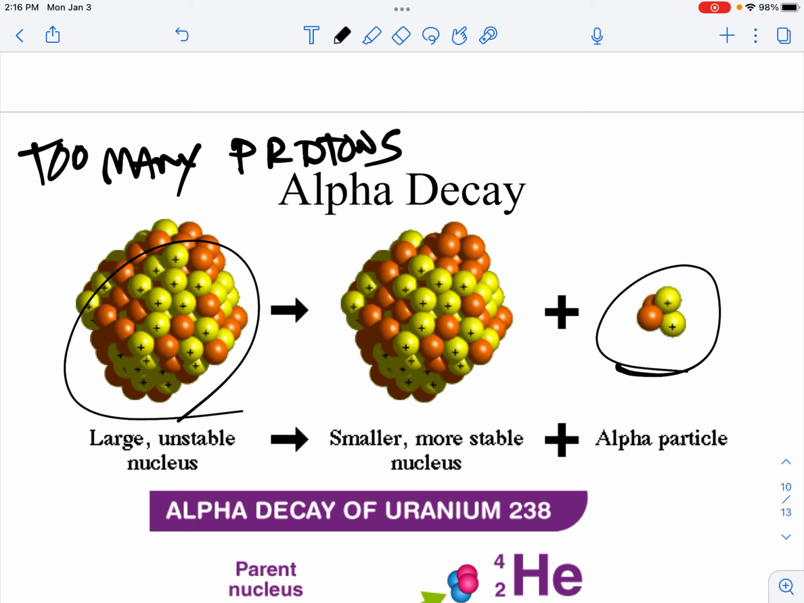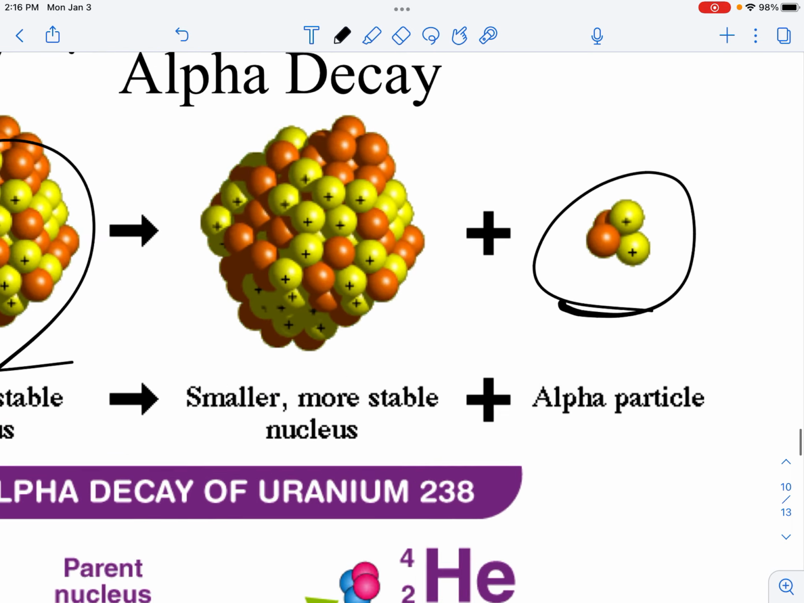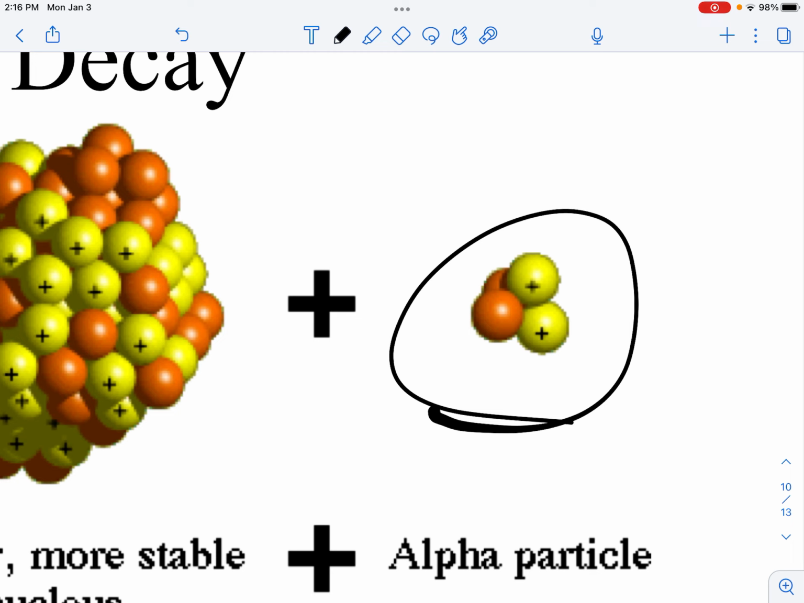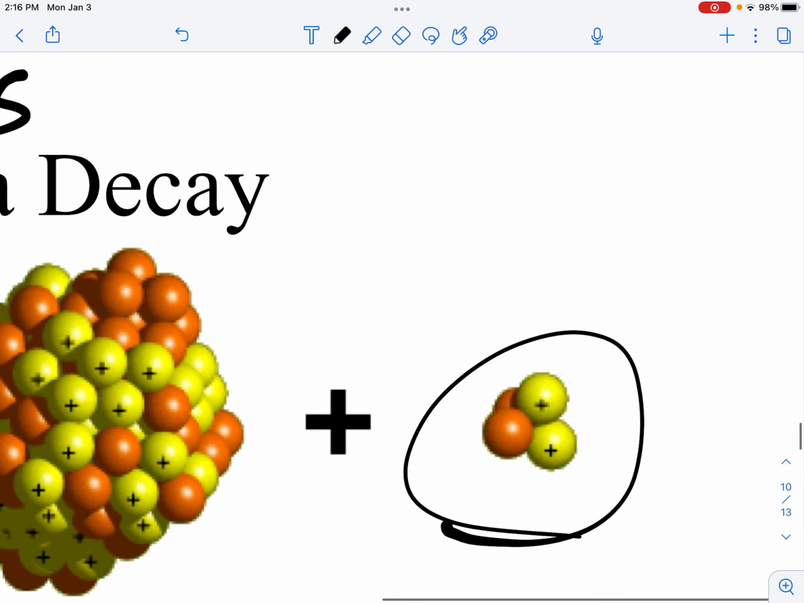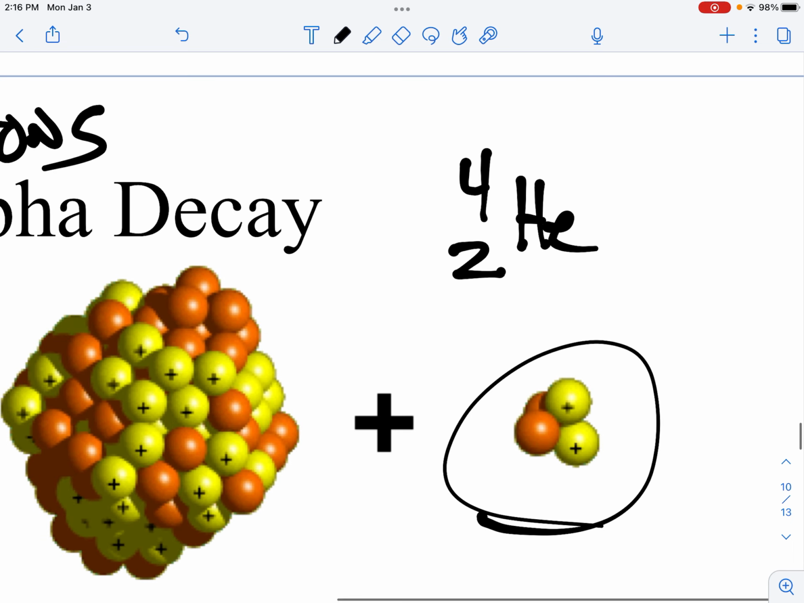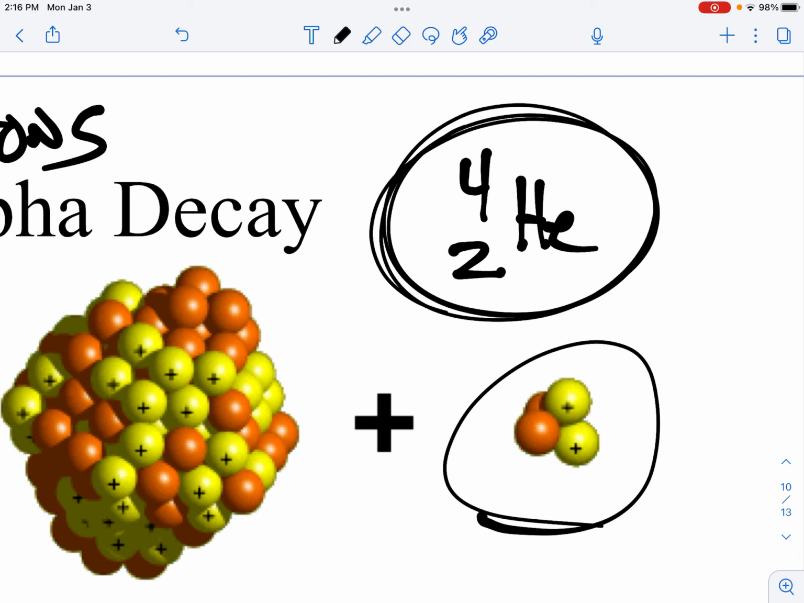Now, the thing that you have to be aware of is that every time something undergoes an alpha decay or gives off an alpha particle, the only thing that you have to remember is that an alpha particle is 4,2 helium. It's 2 protons and 2 neutrons that have been shoved together. And so every time it says alpha, you need to do 4,2He. That's what it kicks off.